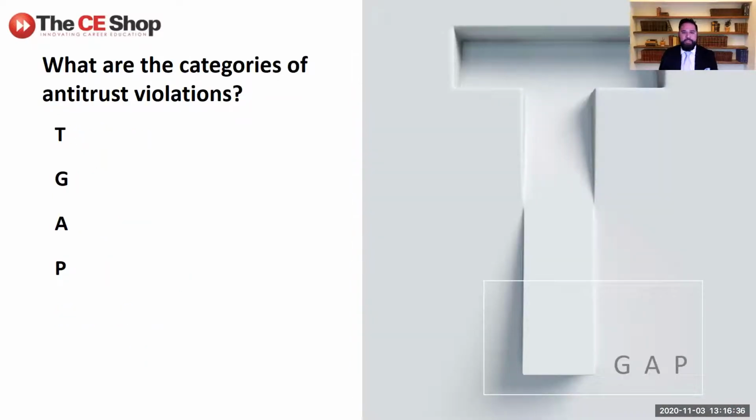Now, switching gears to something that's not as exciting, but we have to talk about antitrust violations. These are really important.